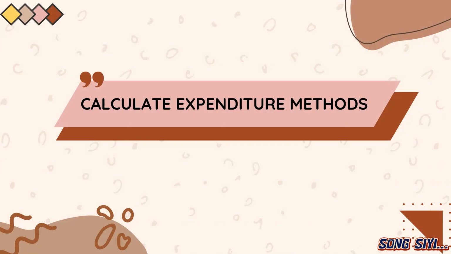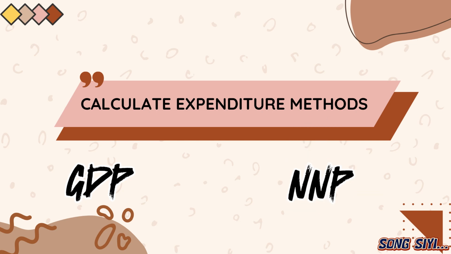So now let's proceed to question B, calculate using the expenditure method. To solve this question, we need to know two formulas. The first one is the formula to calculate the GDP, which is Gross Domestic Product. And the second one is the formula to calculate the NNP, which is the Net National Product.